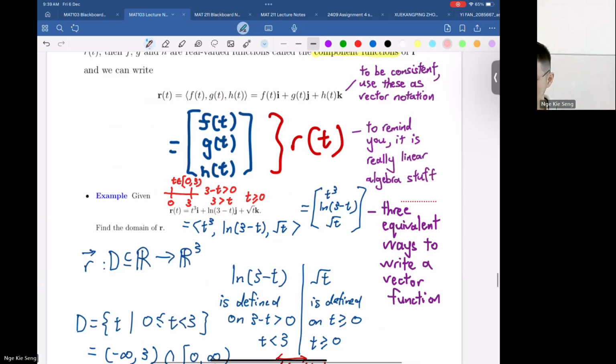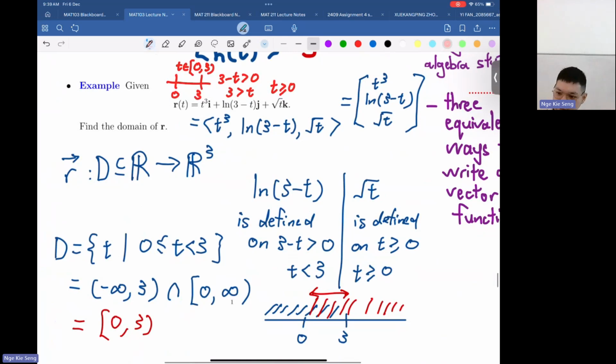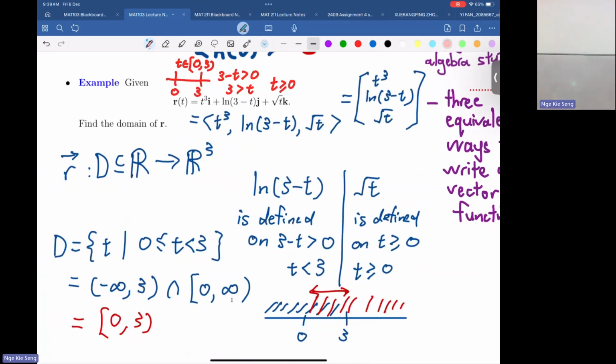Okay. Next part, given this vector function written as three functions, try to find the domain. This is similar to what we did last time: find the natural domain where the function makes sense. If you look at these three functions, t cubed, ln(3 minus t), and square root of t, which function has a restriction on the domain?